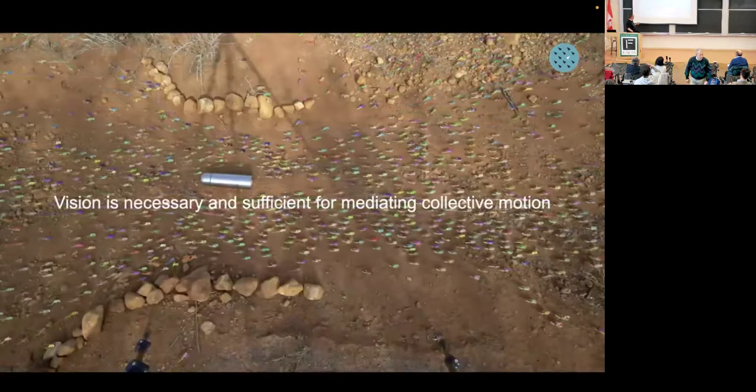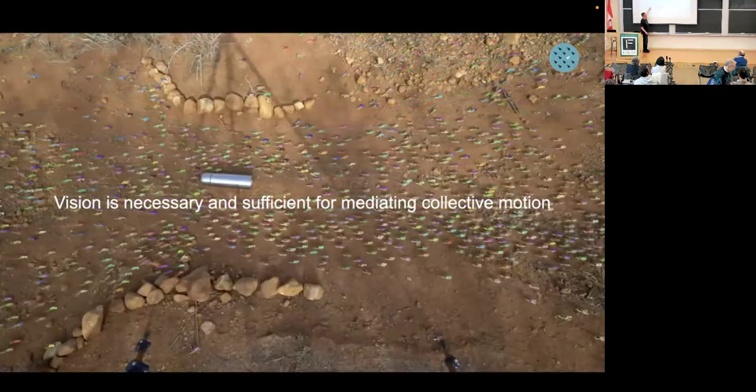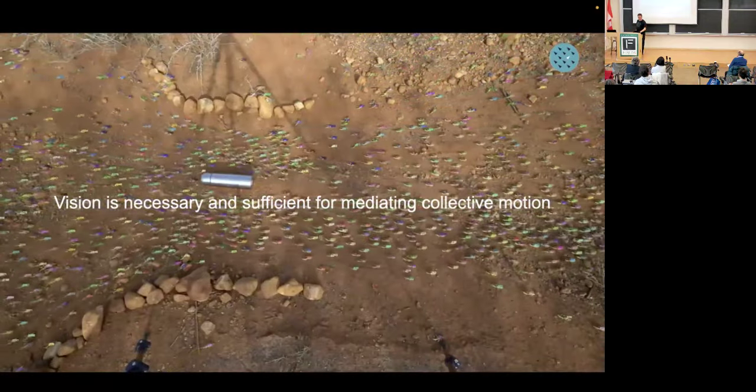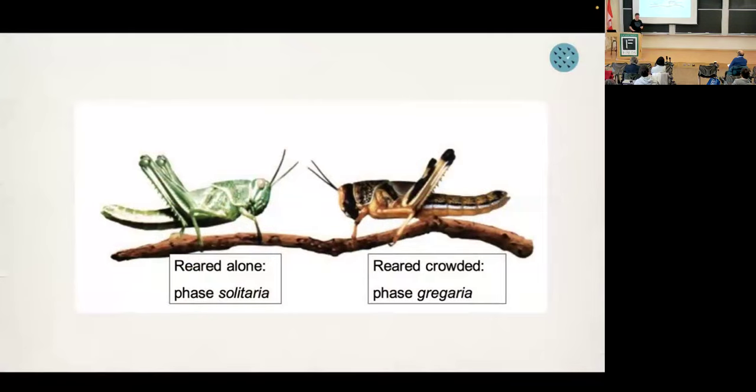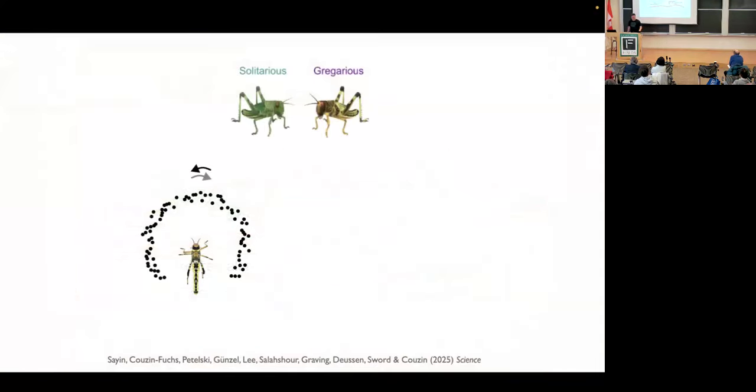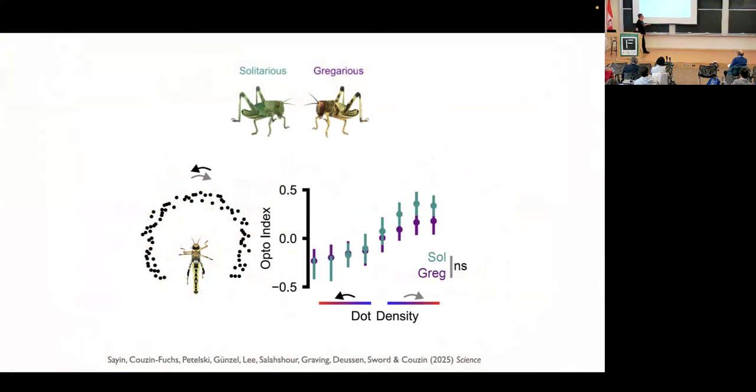We know that vision is sufficient and necessary. And if you imagine yourself to be within this swarm, there's going to be a ton of optical flow cues that you experience. So we can take advantage of the fact that we have an organism that either wants to be solitary or wants to be gregarious. And if this was an adaptation to swarm behavior, we may expect that the gregarious ones are more sensitive to the moving dots in this optomotor response. But that's not the case. This is the dot density. So it's a bit like the experiments we saw with primates before, where you can change the coherence of the stimulus. But we see no difference between the two forms.